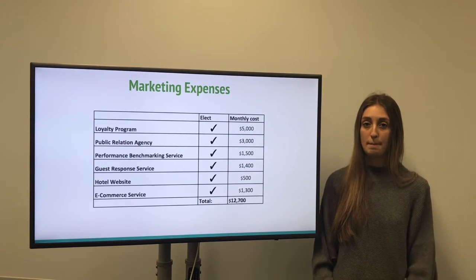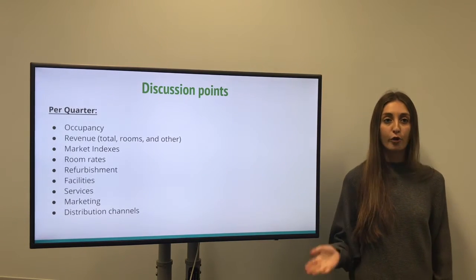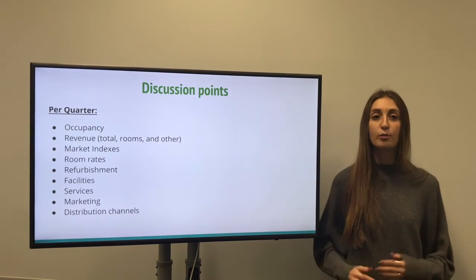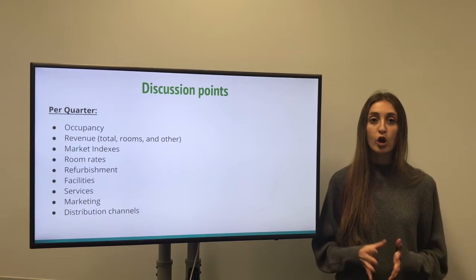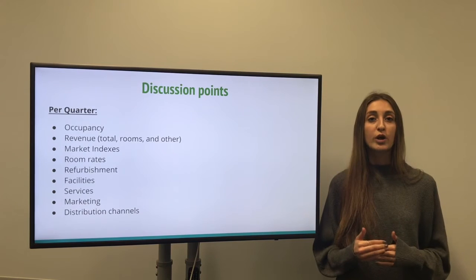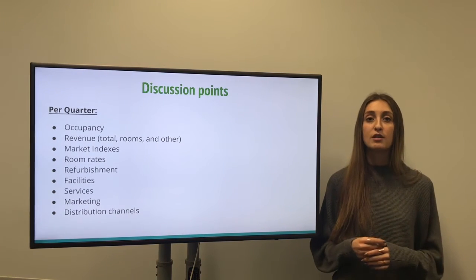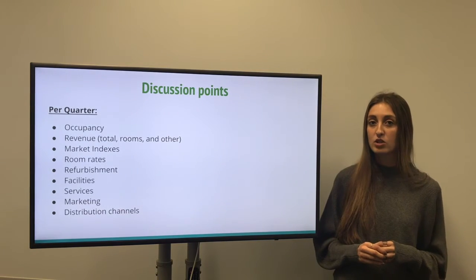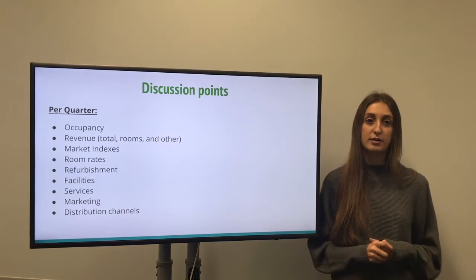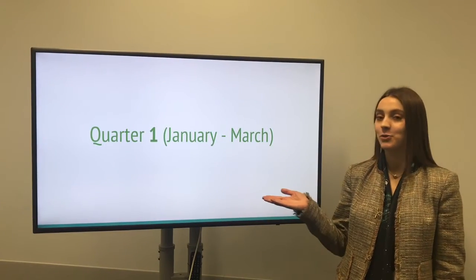We have decided to combine our performance and our analysis and findings together by quarters for easy and uncomplicated explanation. For each quarter, we are going to discuss our decisions regarding the following topics: occupancy, market index, revenue, room rate, refurbishment, facilities, services, marketing, and distribution channels. So now we present quarter 1.